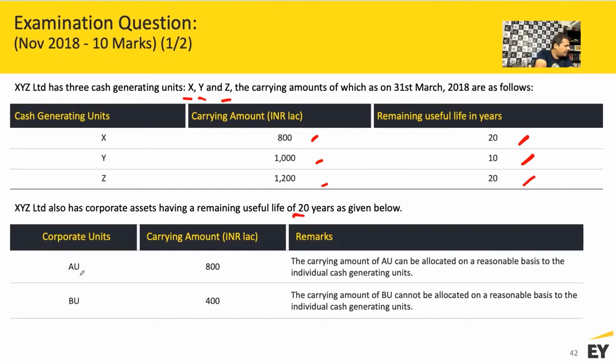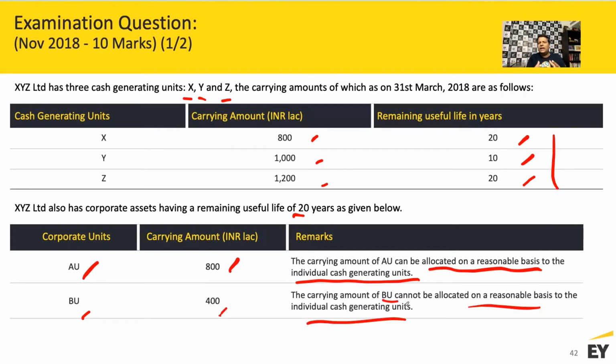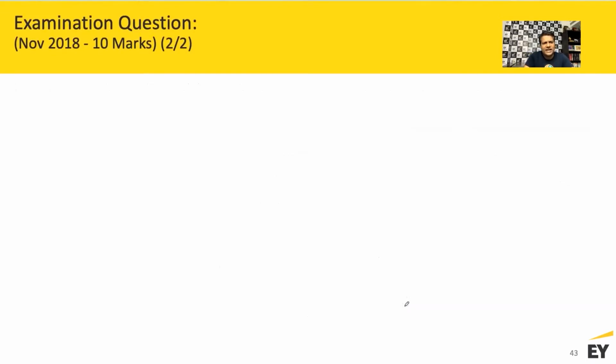Now the corporate units are AU and BU. The carrying amount is 800 and 400. Look at the information which has been provided. The carrying amount of AU can be allocated on a reasonable basis to the individual cash generating units. So the question suggests that you should allocate the carrying amount of AU to these cash generating units. The carrying amount of BU cannot be allocated on a reasonable basis to the individual units. That means you now need to look at it in totality, right? And we will try and understand how all of this has to be dealt with.